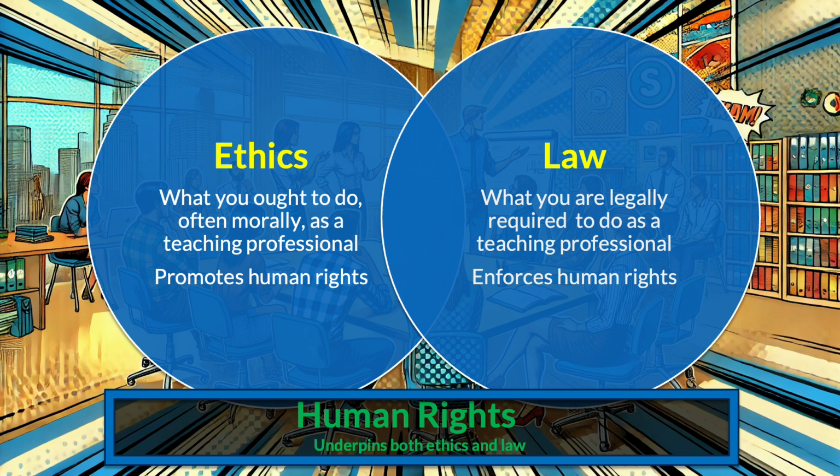On the right side, we have the law. This represents what you are required to do according to formal rules and regulations. Laws in education, such as those that protect students from discrimination, help enforce human rights and provide a framework for fair treatment. In the overlap, you can see that both ethics and law promote human rights. However, there are times when legal obligations may not fully align with moral considerations. Navigating this gray area is one of the complexities of being an educator.